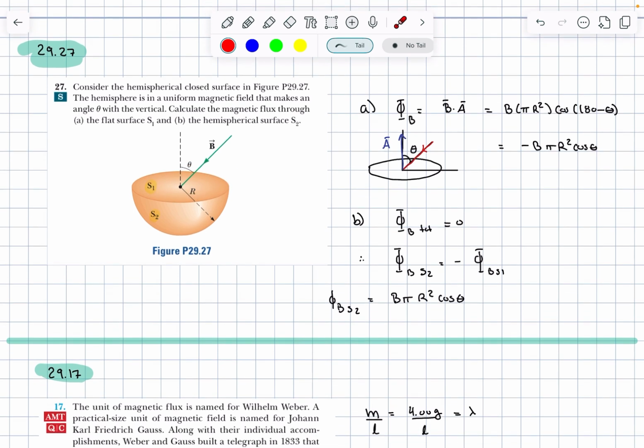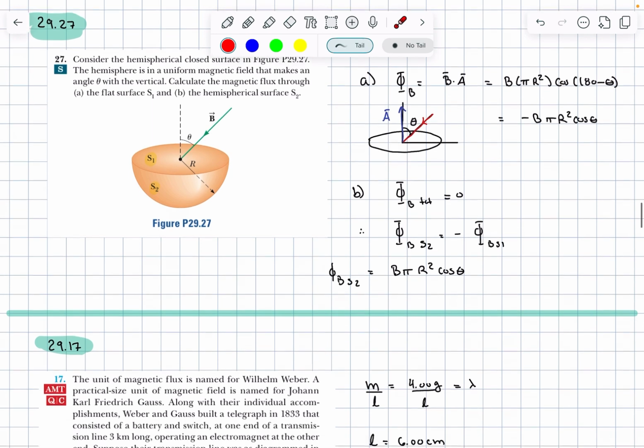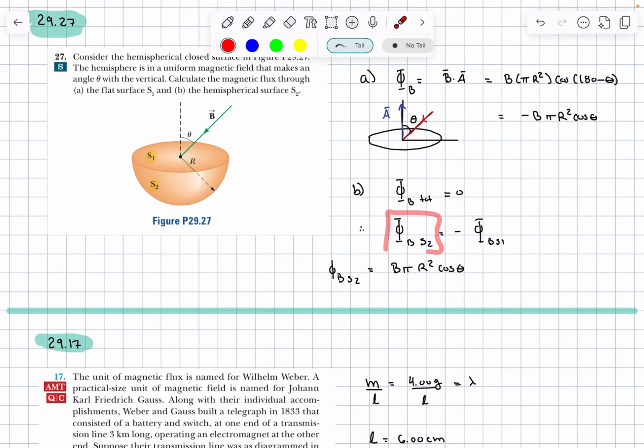Now we know that the total flux here, because we're dealing with magnetism, is equal to 0. So that means that the flux here, so the amount of magnetic field coming inside here, has to also be exiting here as well. So it's going in, coming out. So we say that phi, the flux through S2, is equal to negative the flux through S1. So all we do is we take this number and then we times -1. So then the flux going through S2, it's the same amount, but positive B pi r squared cos theta.